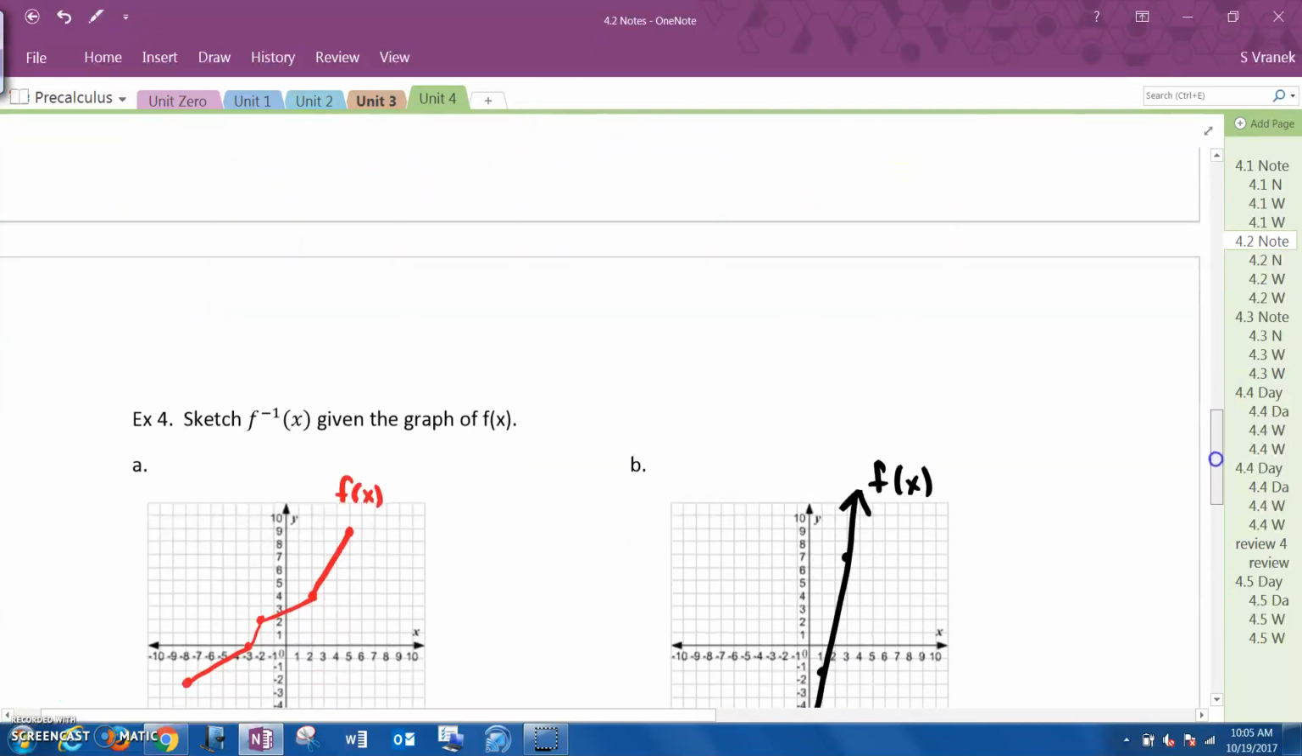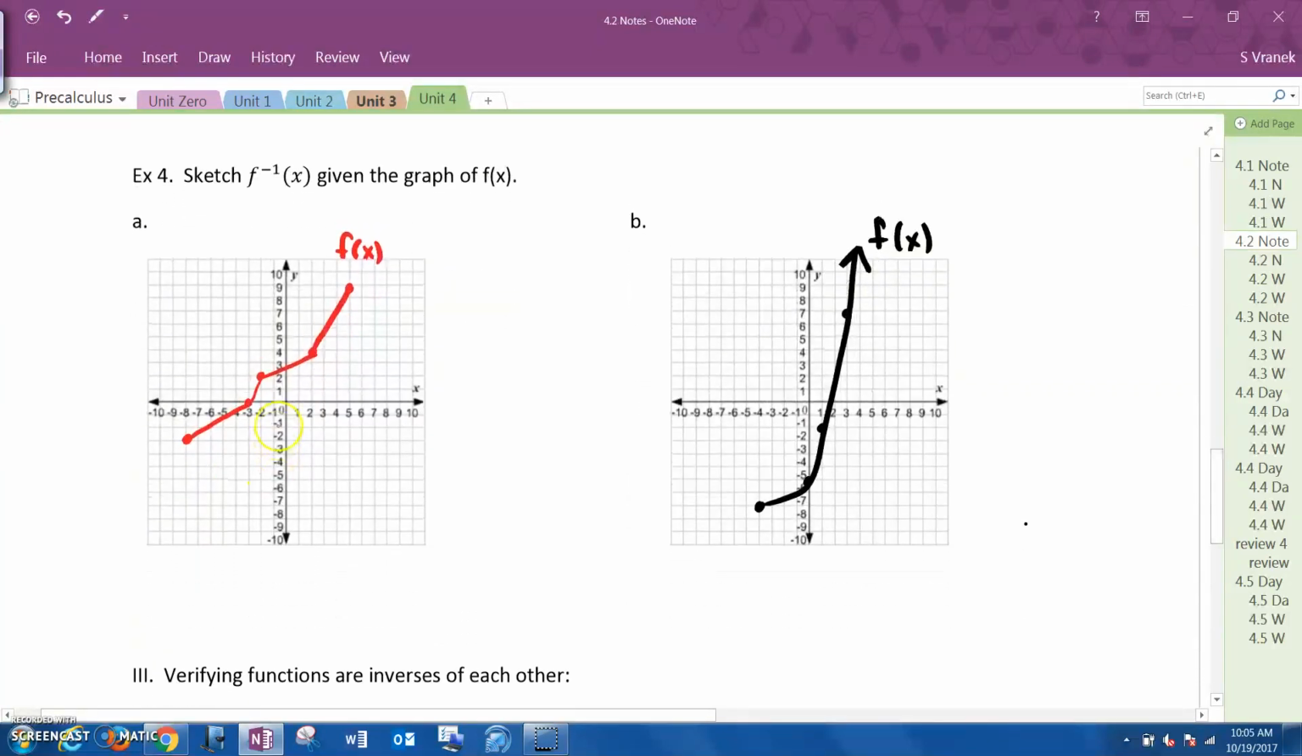Now, to sketch a graph. And these tick marks are a little off in terms of the numbering down here. To sketch a graph, what's easier to do is to write down what points you have on the original. So for f of x, I have the points 5, 9. Is that 5, 9? Yeah. I have the point 2, 4. I have the point negative 2, 2. I have the point negative 3, 0. And I have the point negative 8, negative 3. So those are just points that are on this red line.